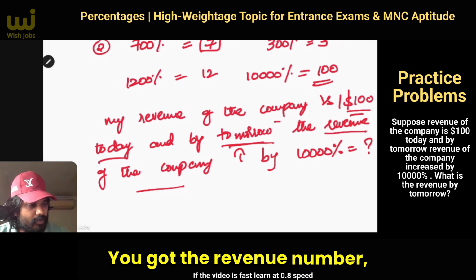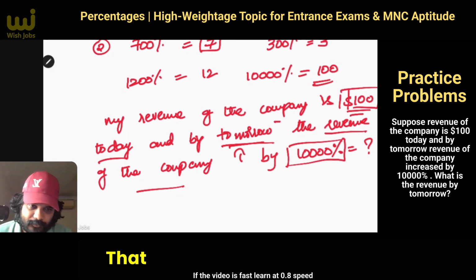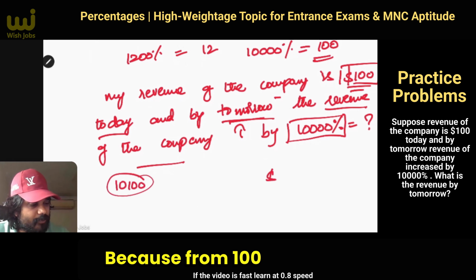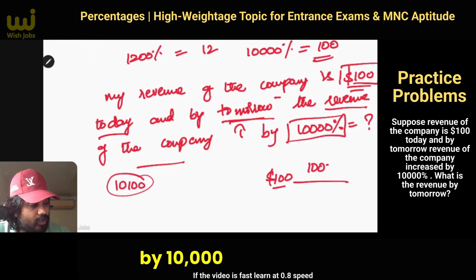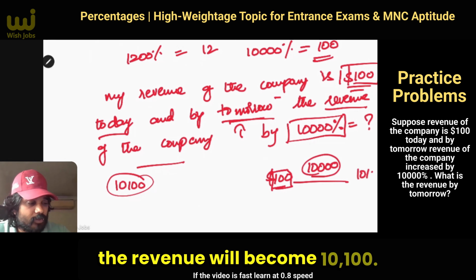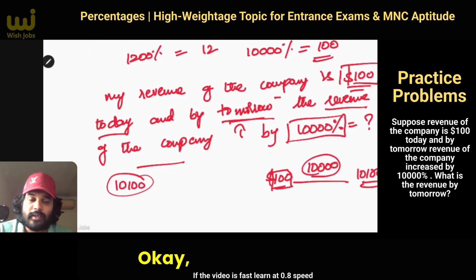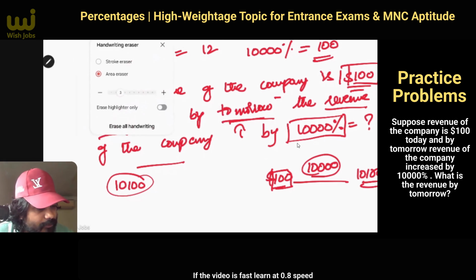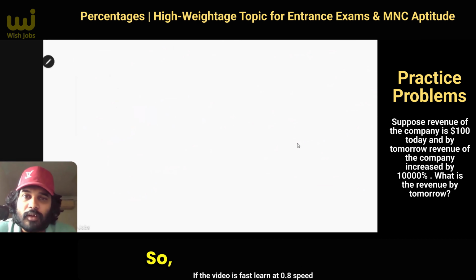You got the revenue number, you got the percentage. Tell me what is the final revenue the company will have tomorrow? It's 10,100. Yeah, makes sense. 10,100. Because from 100, it increased by 10,000 percentage. It is 10,000. So revenue is 100 plus 10,000, the revenue will become 10,100. Great. Okay. So we know how to convert fractions. We know how to convert numbers, everything. So we did the basics.